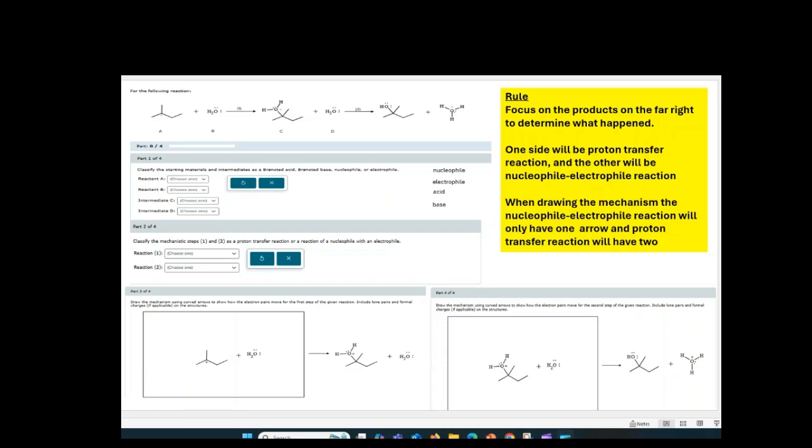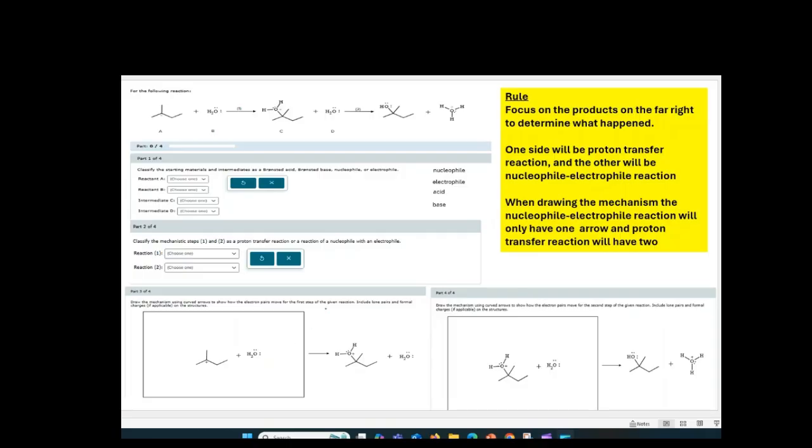All right, next up, I'm going to show you how to solve the ALEKS problem. Classify the starting material as intermediate, acid, base, nucleophile, electrophile. Classify the mechanistic steps, and then it's going to want us to draw the mechanisms for parts 3 and 4 of exactly how it took place.